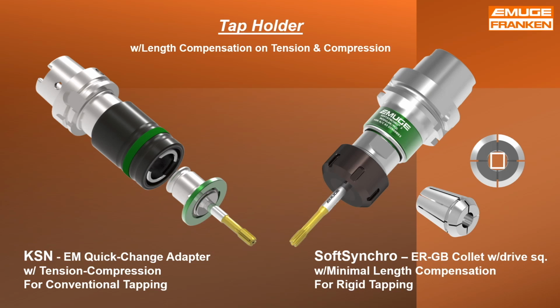Successful tapping in titanium not only requires a specially engineered tap design, but also use of a tap holder that incorporates length compensation on tension and compression, whether the machine tool is equipped with an older conventional tapping cycle or newer synchronized rigid tapping cycle. Use of a length compensation tap holder improves tool life, thread surface finish, and gauging quality. EMUGE offers a full line of tap holder solutions for any machine type.